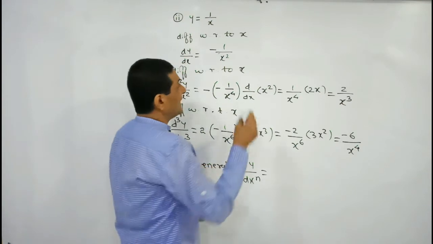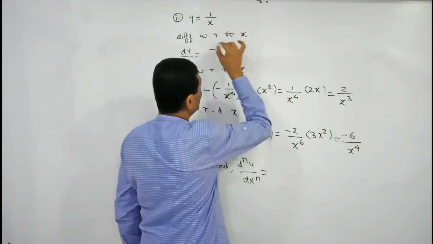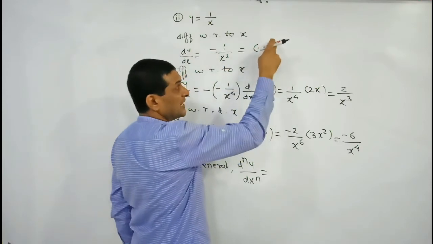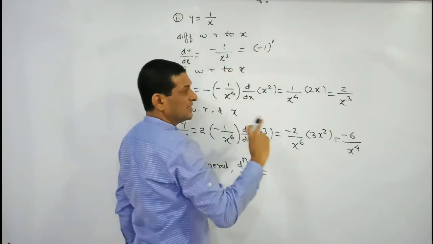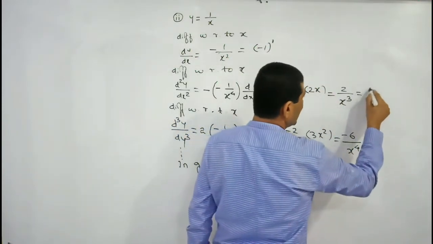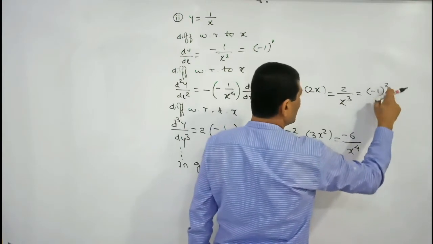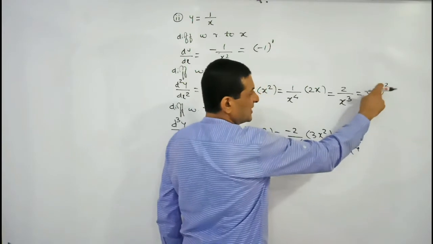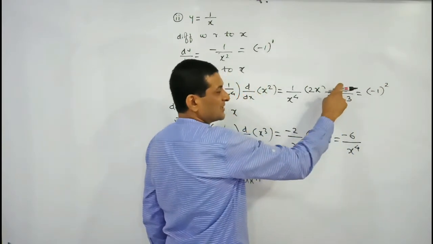That's why can I write it as minus 1 raised to power 1 in case of first order derivative? Can I say that its value is minus 1? Yes. Here plus means can I say that here its power is 2? What is the value of minus 1 raised to power 2? Square of minus 1 is plus 1. So that's why here we are getting plus sign.